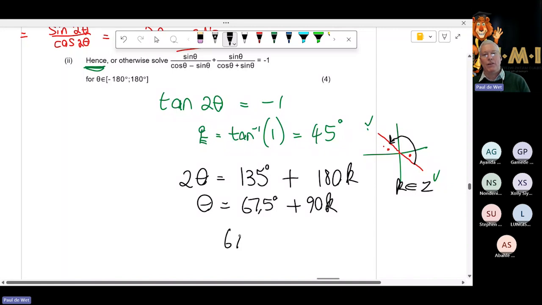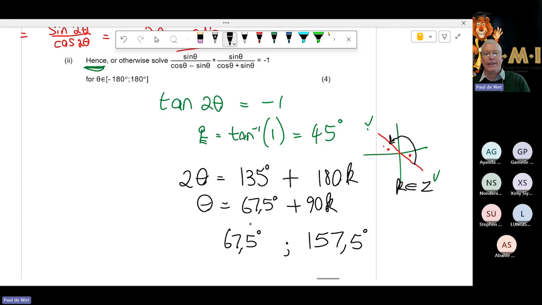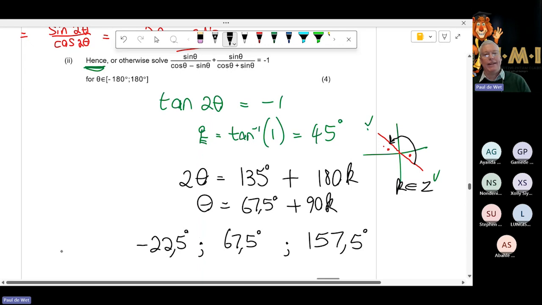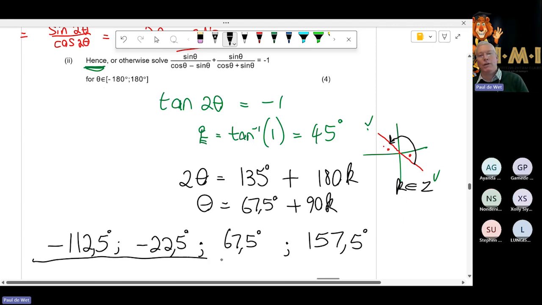If I take 67.5 and I don't add anything, that's what I've got. If I add 90, I get 157.5. If I add another 90, I get 247.5, it's too big. If I minus 90, I get minus 22.5. If I minus 90 again, I get minus 112.5. If I minus 90 again, I get a number that's too small.